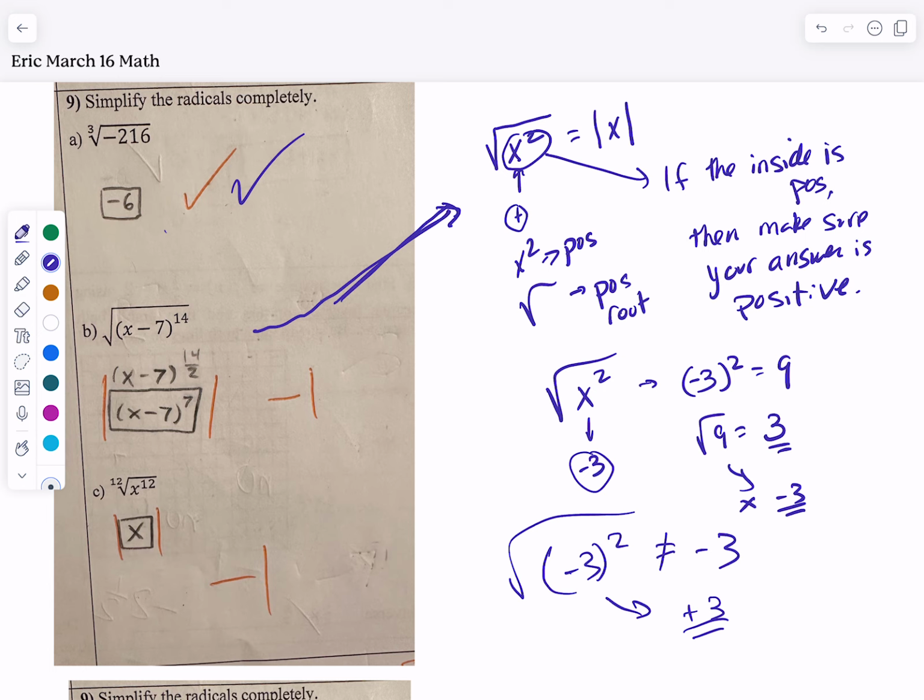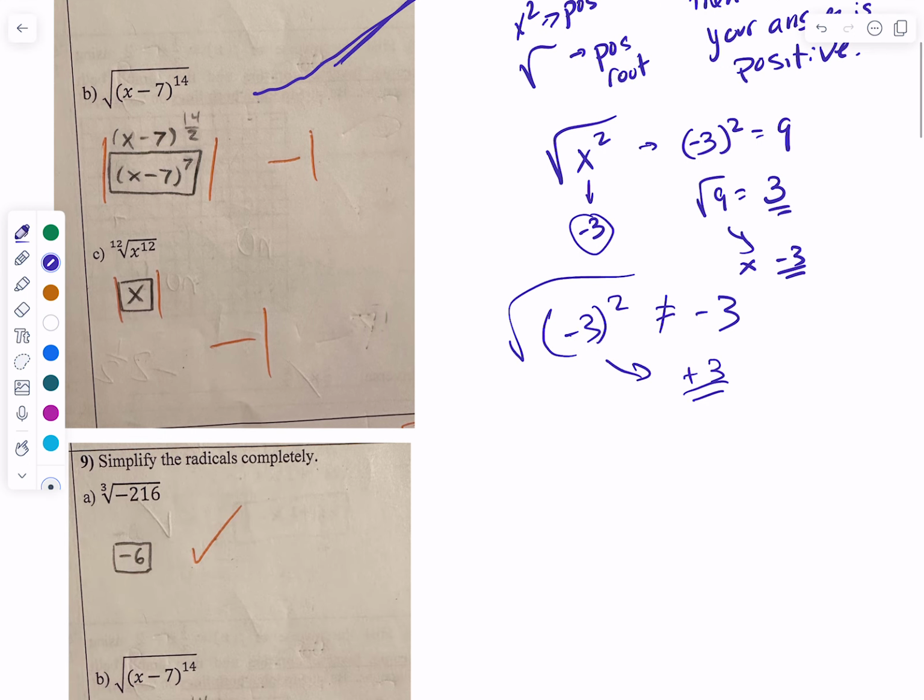I don't know if this makes any sense to you, but it's the way all of these problems are going to work. You get the right answer, but you have to put it in absolute value to force your answer to be the positive root. Let's go through a few more of these just so you get it.